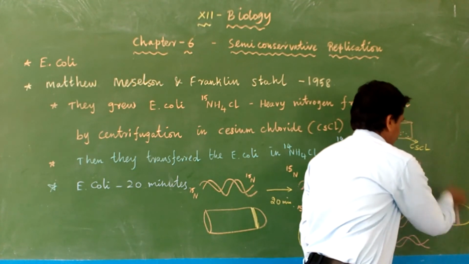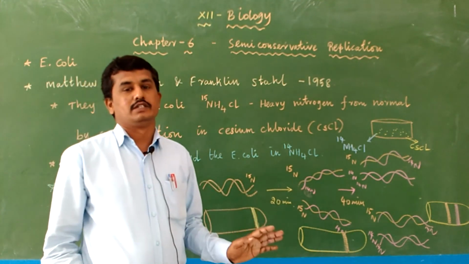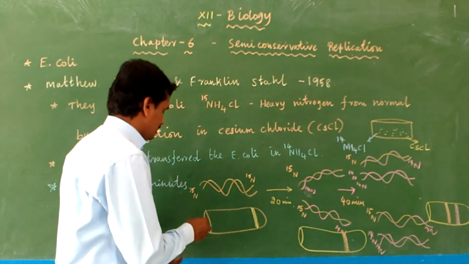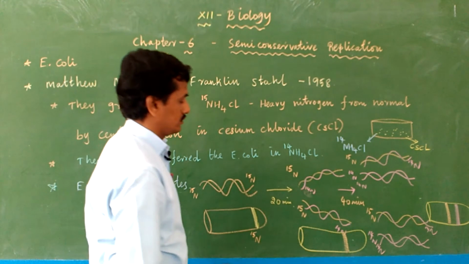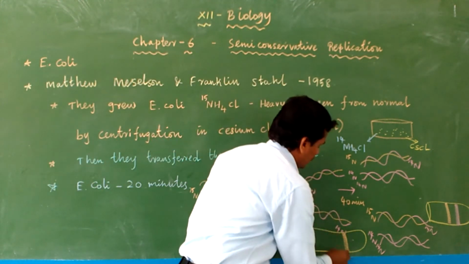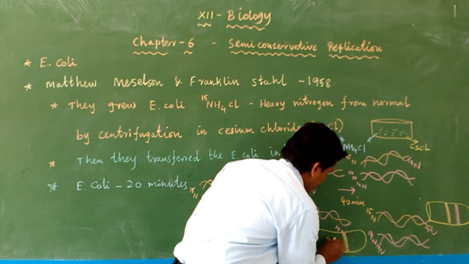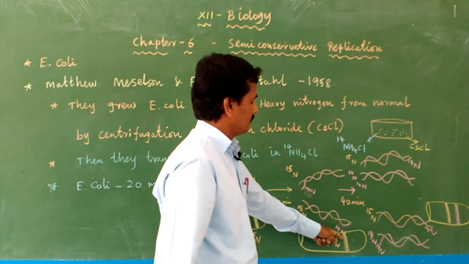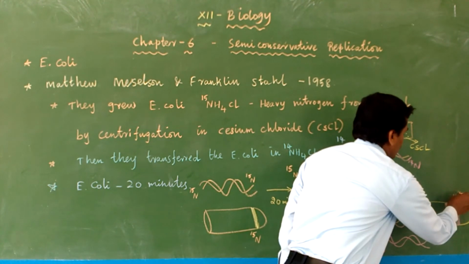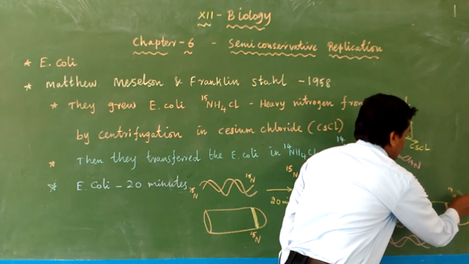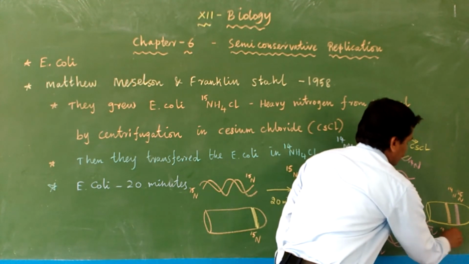Because 14 is less. This is a centrifuge tube. From this experiment, this is N15 ammonium chloride. So here N14 and N15: one strand N14 and one strand N15, and here N14 plus N15, and in the other one N14 and N14.